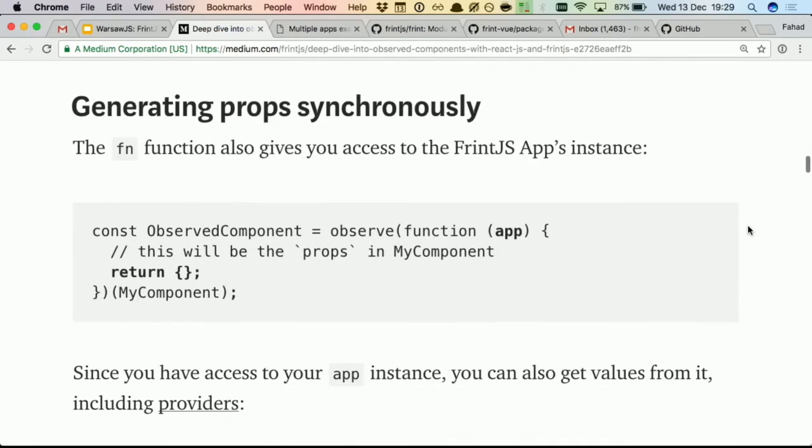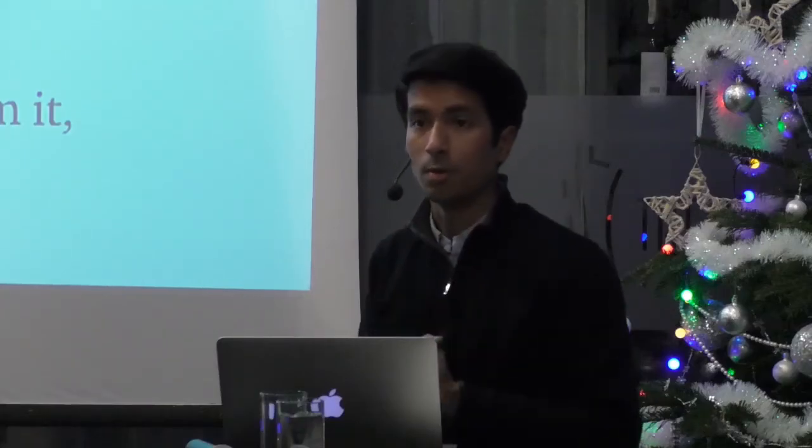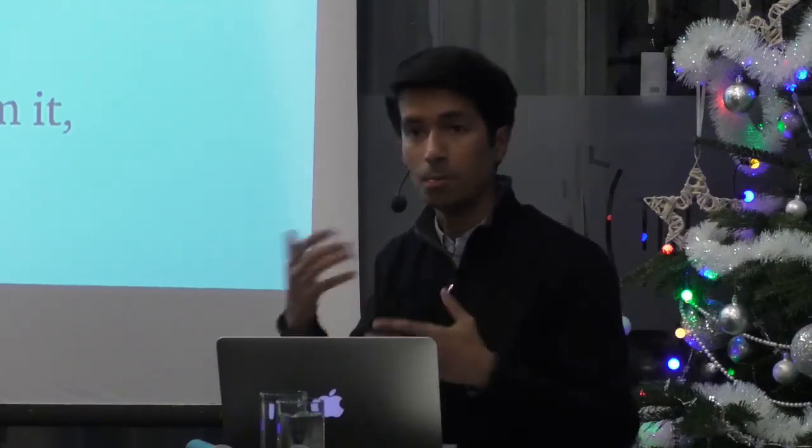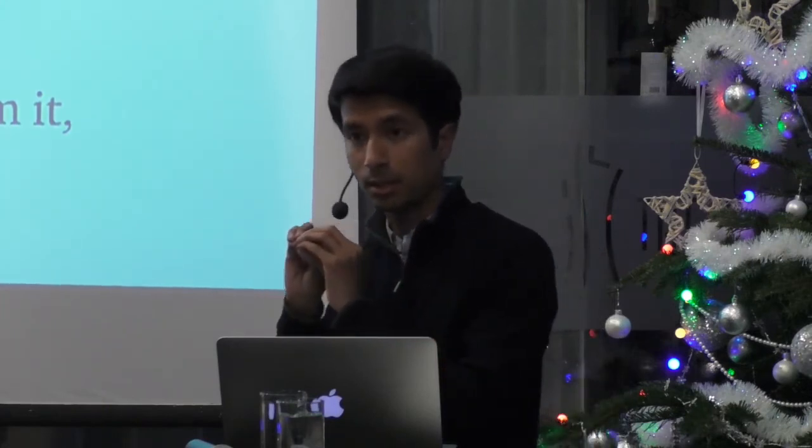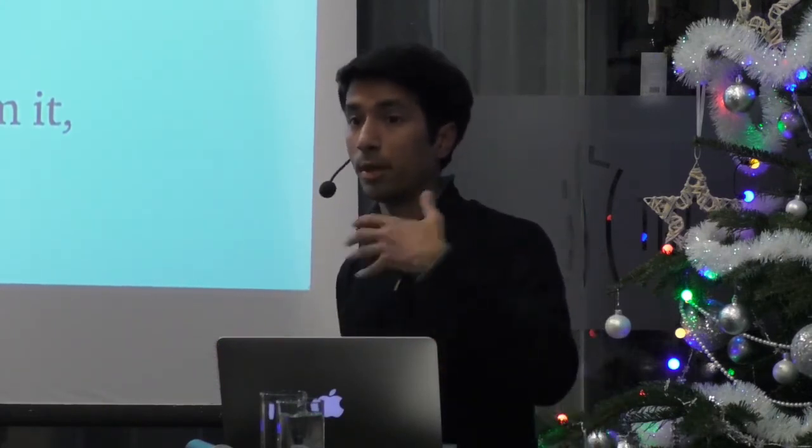And there are multiple ways to generate your props. Imagine you want to access some values synchronously from your app instance and compute them, and then generate and pass them as a single plain object. That will be the props of your base component.